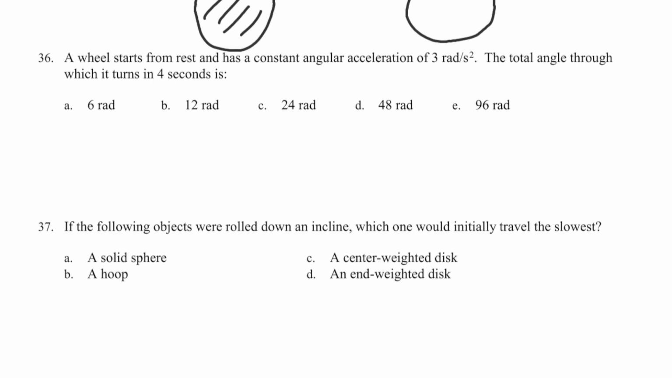A wheel starts from rest and has a constant angular acceleration of 3 rads per second squared. What angle does it rotate through? Well, we can just use the fact that delta theta is 1/2 alpha t squared plus omega naught t.